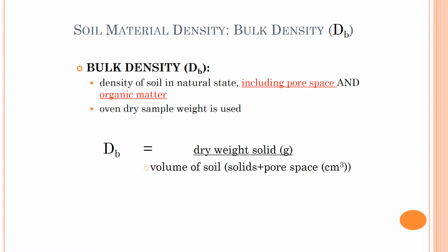So when we're calculating bulk density, which you will have to do, we take the dry weight of a soil in grams and we divide it by the volume of soil. So if I were to give you the dry weight of a soil and the volume of the soil, you would take that dry weight and divide it by the volume. And that's how you calculate bulk density. And that will be on your exam, I promise.